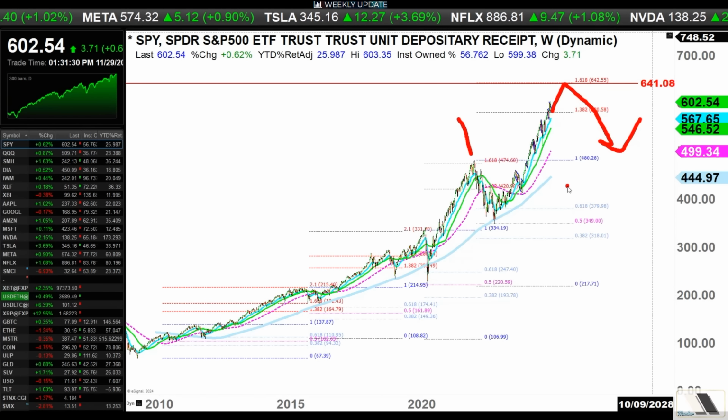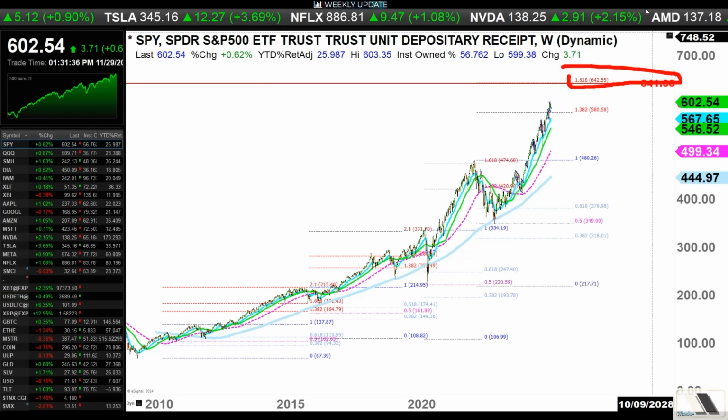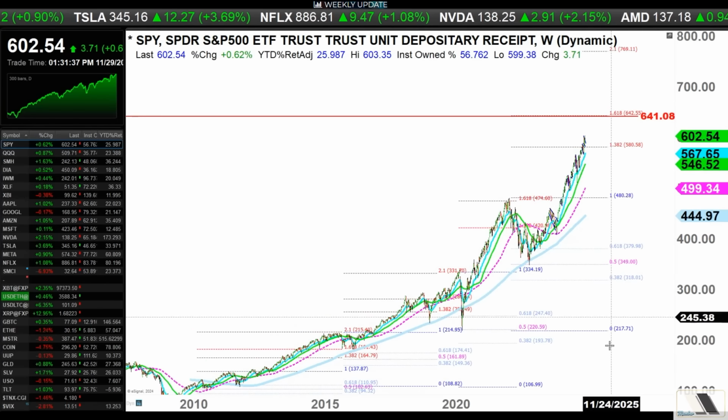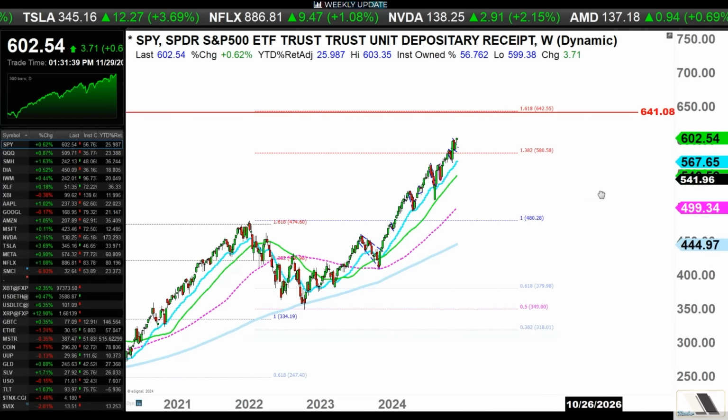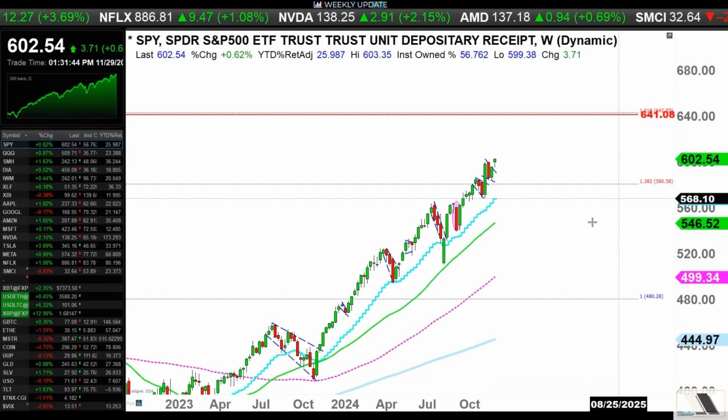But for now, I do want to give the benefit of the doubt. I think 640 is going to be the target for SPY before I start thinking about being very, very defensive on this market.